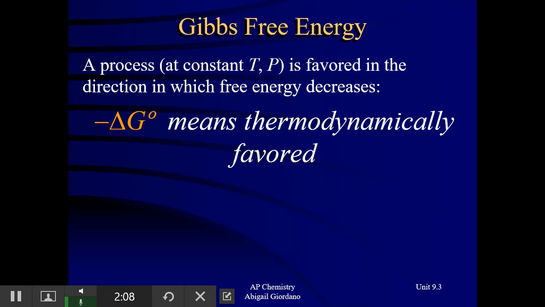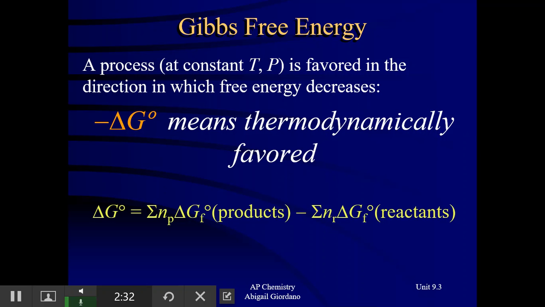And what this is saying to you on the screen is, if you solve for a value for delta G and that value comes up as negative, that means the process, yes, is thermodynamically favored. It will occur on its own without any outside intervention.